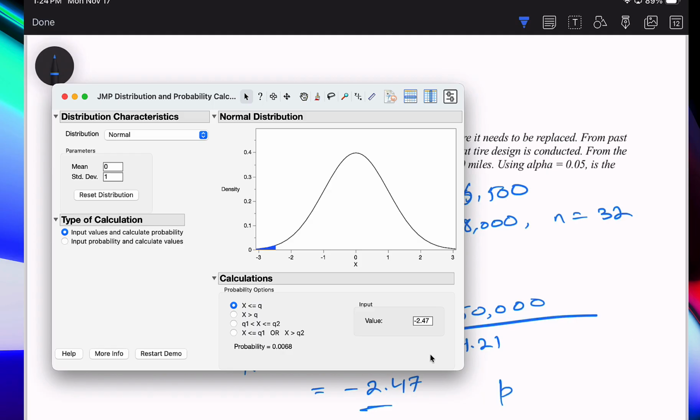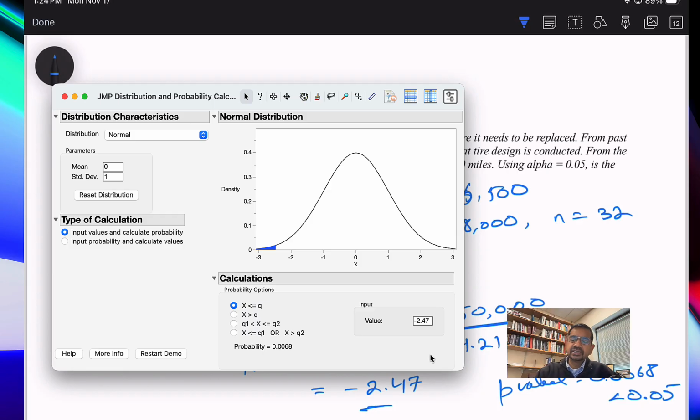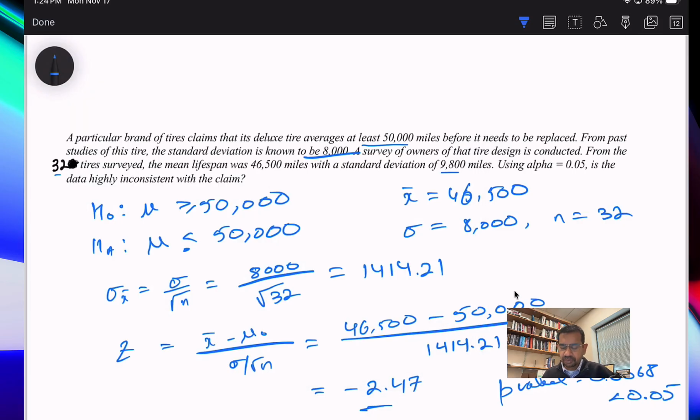So our p-value is 0.0068, which is much less than 0.05 as our alpha or level of significance. The way we would interpret this is that there's only a 0.0068 probability that our sample is coming from the population where our null is true. Because this chance is really small, it's below 0.05, there is sufficient evidence for us to reject the null.